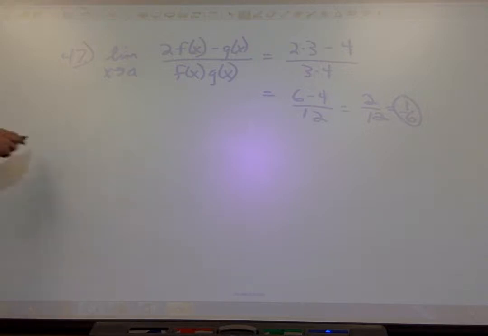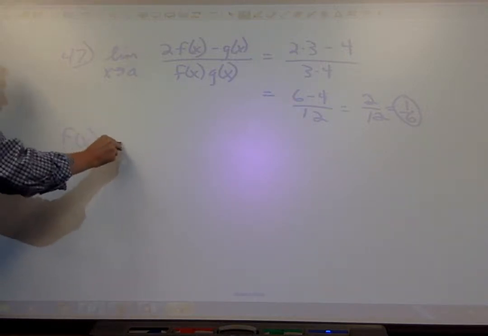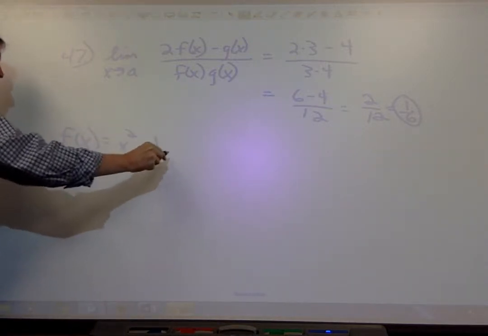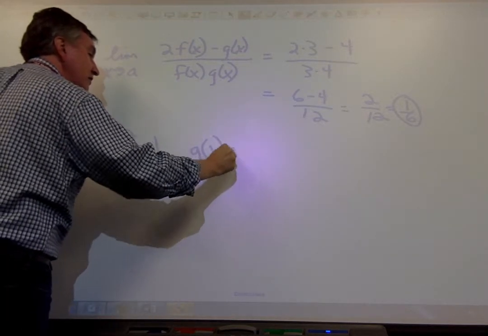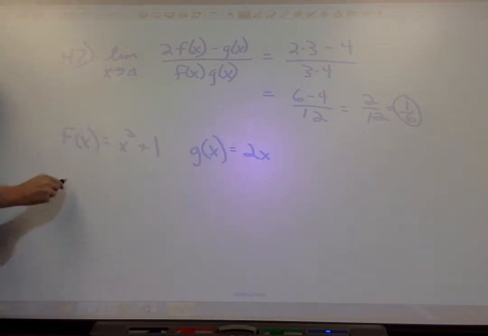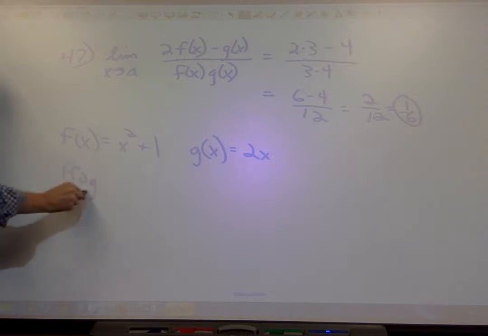Yes. If f of x is x squared plus 1, and g of x is 2x, what would be f composed with g of x?